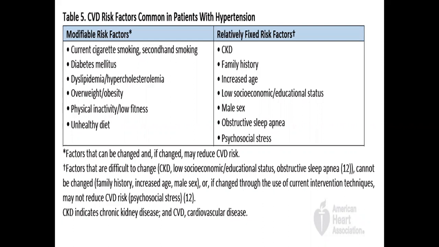Similarly, there are some fixed types of risk factors which cannot be modified. Those are called unmodifiable or non-modifiable risk factors, which include the presence of kidney disease, family history, increasing age, male sex, as well as the presence of psychological stress. These are considered to be the non-modifiable risk factors. And you should ask history about these things, because if you manage the modifiable risk factors, the patient may not need antihypertensive treatment for some time. So you need to know about this.